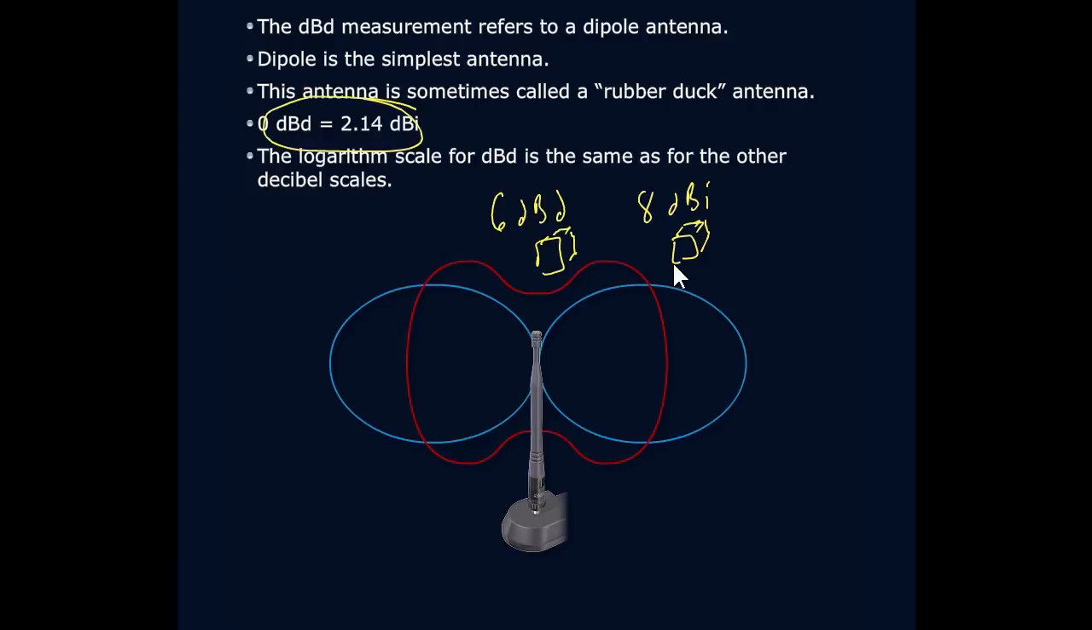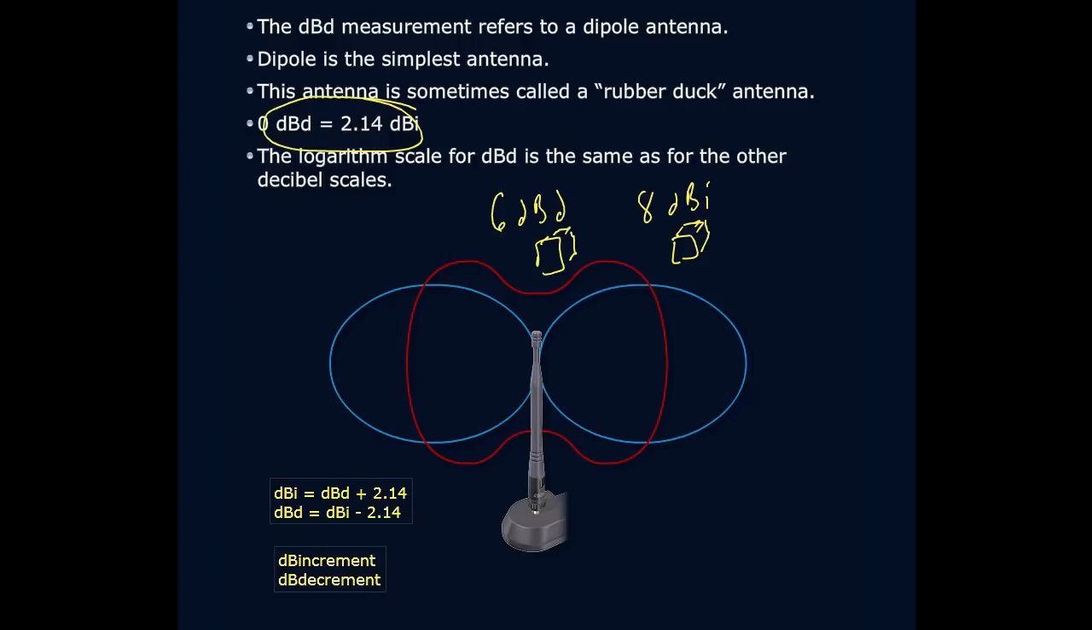Fortunately for us, 0 dBd is equal to 2.14 dBi. And so what that means is I could actually simply say this. If you want the dBi, take the dBd, add 2.14. If you want the dBd, take the dBi, subtract 2.14. My mnemonic personally for remembering which way that goes looks a little something like this. I would say that we dB increment. So if I want the dBi, I need to increment the dBd that I already have. If I want the dBd, I dB decrement. I'm going to subtract the dBi value in order to get what I want.